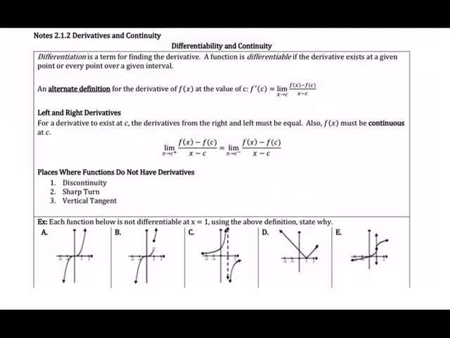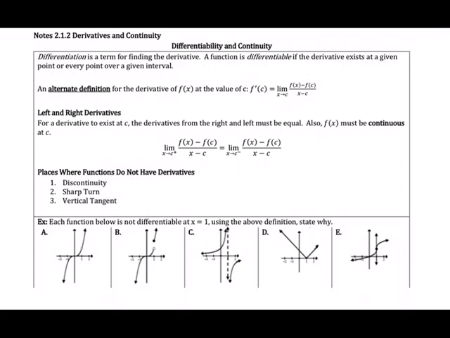In the first part of 2.1, we talked about finding the derivative of a function by using the limit definition of a derivative. What we're going to do in this section is extend that idea of finding a derivative to the idea of whether or not a function is differentiable, or whether or not we can find a derivative at every value of a particular point.